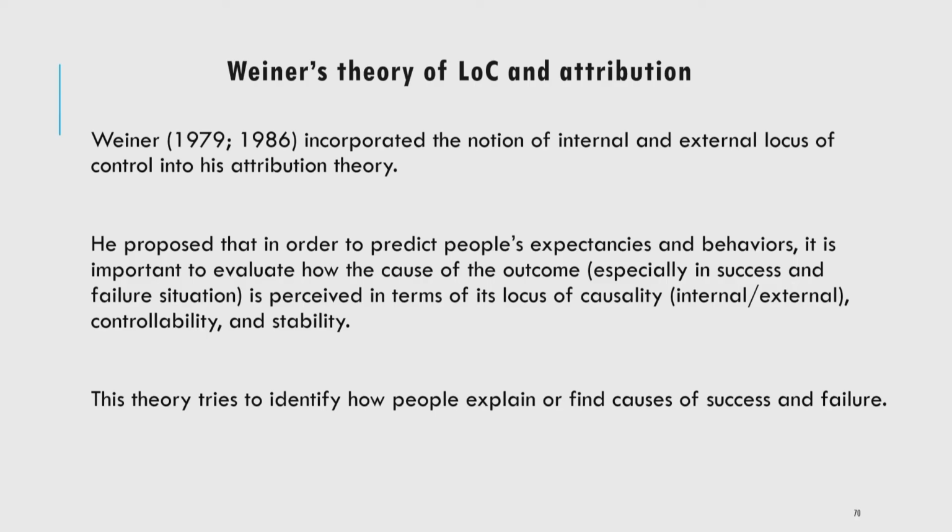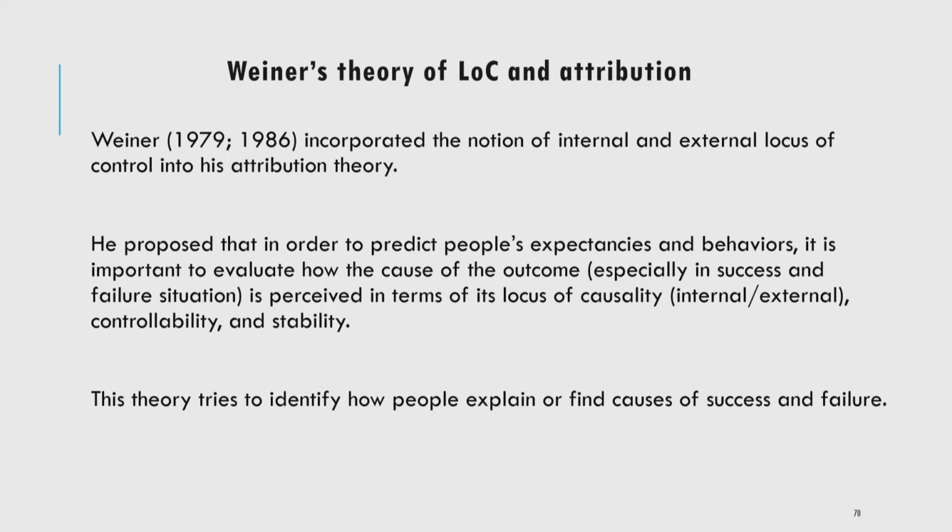Weiner incorporated this notion of locus of control in his theory to understand how people explain their successes and failures. So he proposed that in order to predict people's expectancies and behaviors, specifically in the context of achievement situations, it is important to evaluate how the causes of the outcome are perceived in terms of locus of causality, controllability and stability. So he said there are three important sets of factors which are very important in terms of how people explain their life situation, specifically in the context of success and failure.